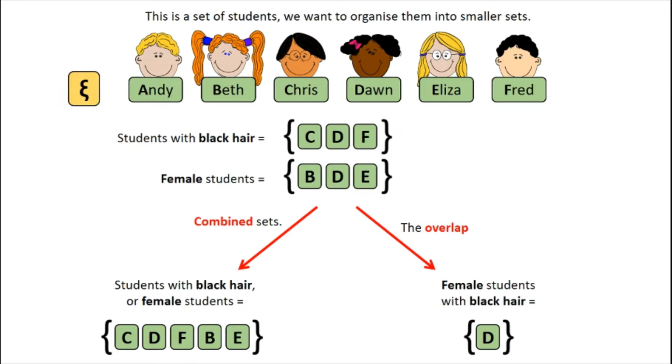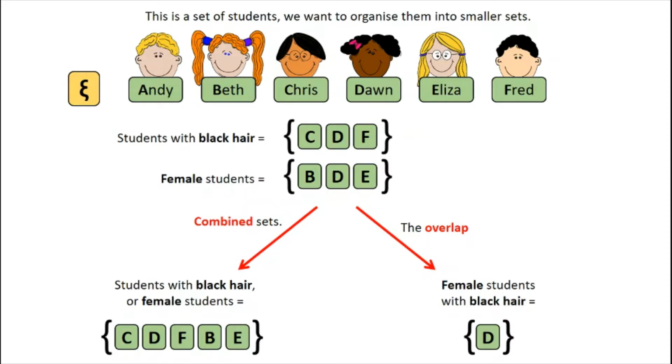Now, the 6 students we're talking about are what we call the universal set. They're all the people that we're going to sort in the first place, and we use that little squiggle symbol there. It's a Greek letter called xi. You don't need to remember its name. Just if you see a squiggle like that, that means these are all the things we're about to sort.